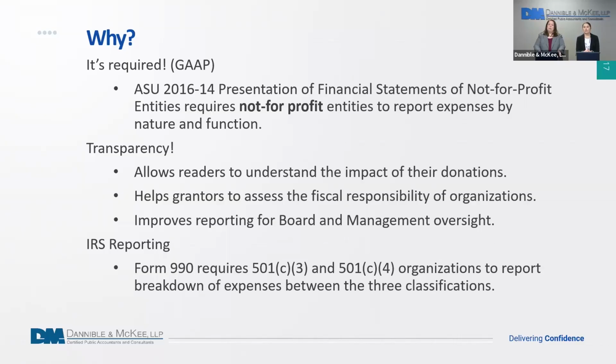So it's really about the transparency. When you're looking at the functional statement and you're trying to show what your organization is all about, for purposes of trying to get more contributions in, trying to get grants in, these organizations or individuals want to see what you're spending your money on. They want to see that you're spending more money on your program services rather than on your supporting services, management in general, and fundraising.